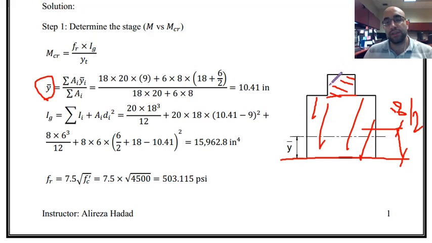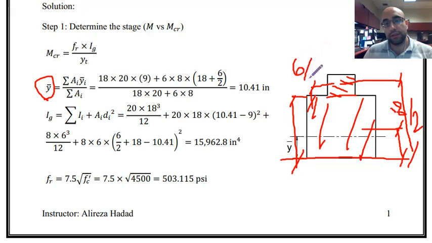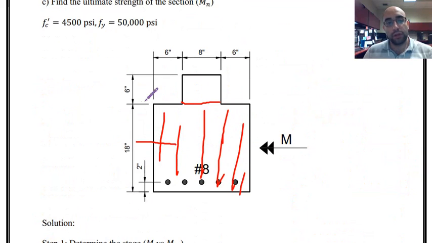Then we have to look at this top rectangle. Dimensions are 6 by 8, and the distance is the distance of its centroid to the very bottom line. That will be 18, this distance, plus this small distance, which is 6 divided by 2. As you can see, this is 6. So this centroid is at 6 inches from this line, and 6 plus 18 inches from the very bottom.